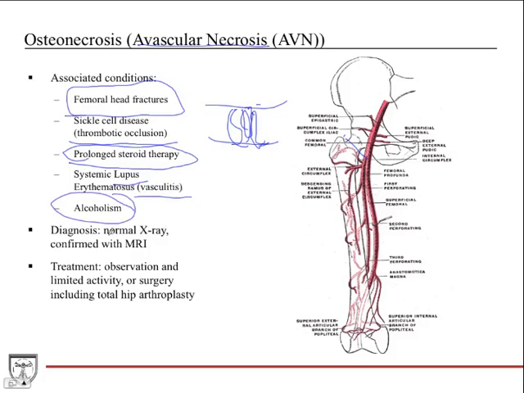The way you diagnose this is that you would get an x-ray, but the x-ray is going to be totally normal. You're not going to see osteonecrosis. What you are going to see is that it's confirmed with an MRI. So the MRI will actually show you the osteonecrosis occurring in the femoral head. So how do you treat it? You can observe it, tell them to have limited activity, or you do surgery, which can include a total hip arthroplasty. Usually, you typically don't do a hip replacement in somebody who's less than 50 years old, and especially not in someone who's less than like 35. This would be an example of where you would do a hip replacement in someone who's less than 35, because they've developed osteonecrosis, and then there's really no other viable treatment option.